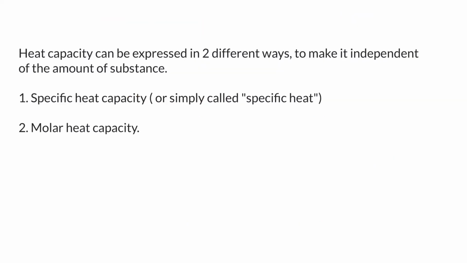The heat capacity can be expressed in two different ways to make it independent of the amount of the substance. One, the specific heat capacity, or simply called specific heat. Two, molar heat capacity. Let us now discuss what each of these terms mean.